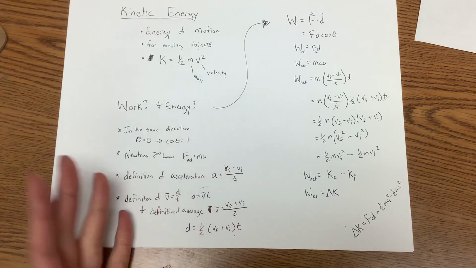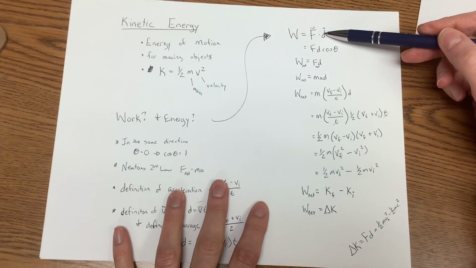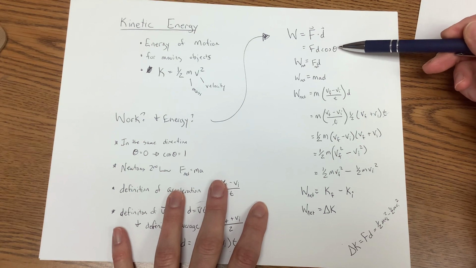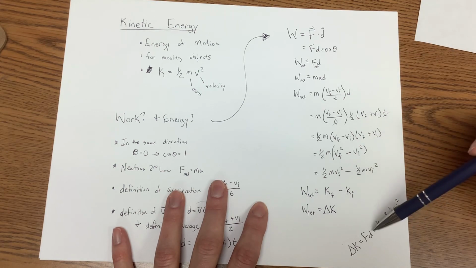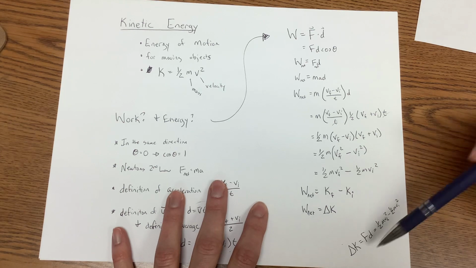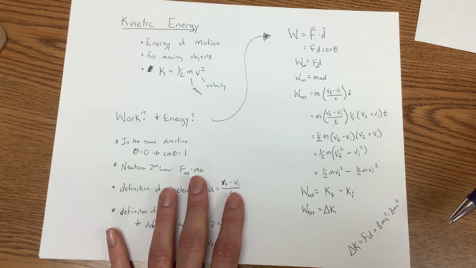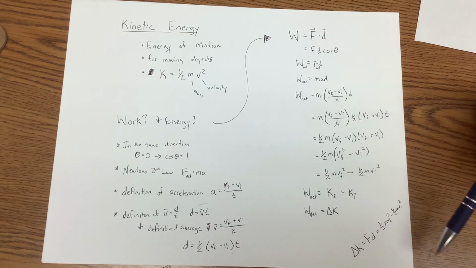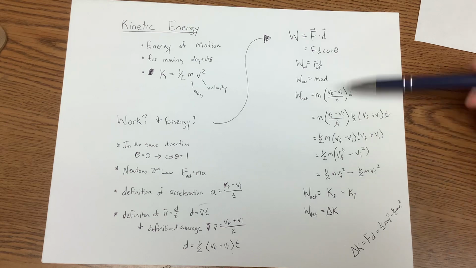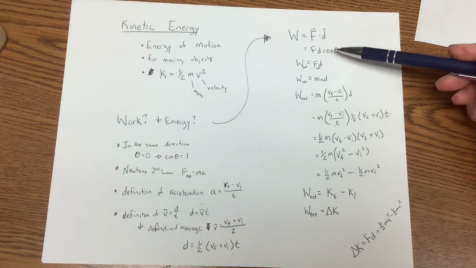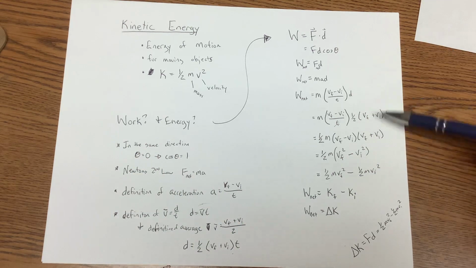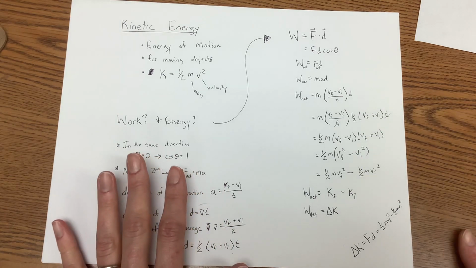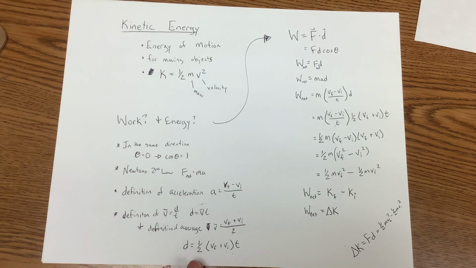Now, it turns out that if they're not in the same direction, I can still just throw in my cosine theta, and it will still work out for my kinetic energy. This is just simplifying the situation so that I can see it a little bit better. Okay. I can still throw in the cosine theta, and it would just be hanging off on the end. I would put it on the other side, but that's how that works. Okay.